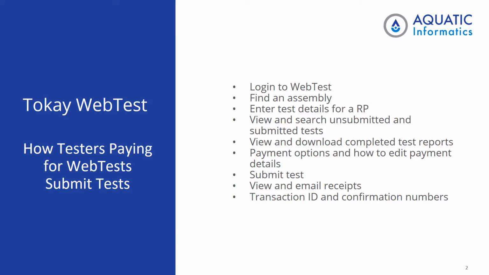In today's tutorial, we will log into WebTest, find an assembly, enter test details for an RP, view and search unsubmitted and submitted tests, view and download a completed test report, review payment options and how you can edit payment details, submit a test, view and email receipts, and go over transaction ID and confirmation numbers.